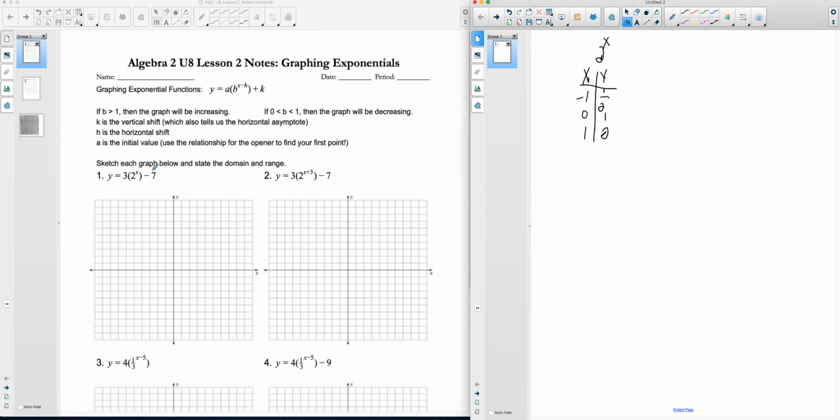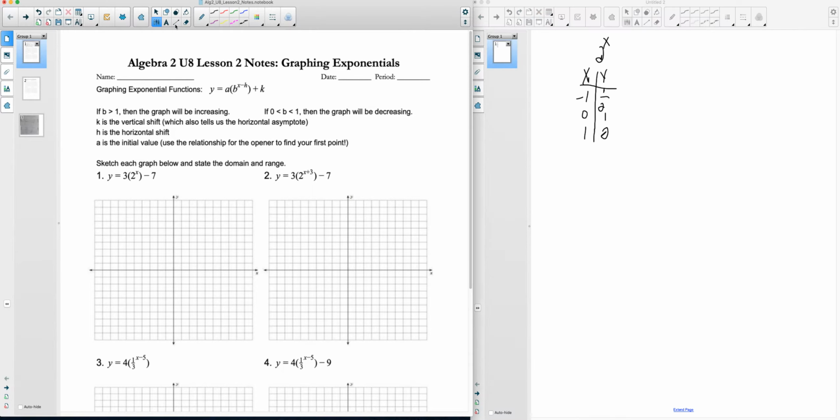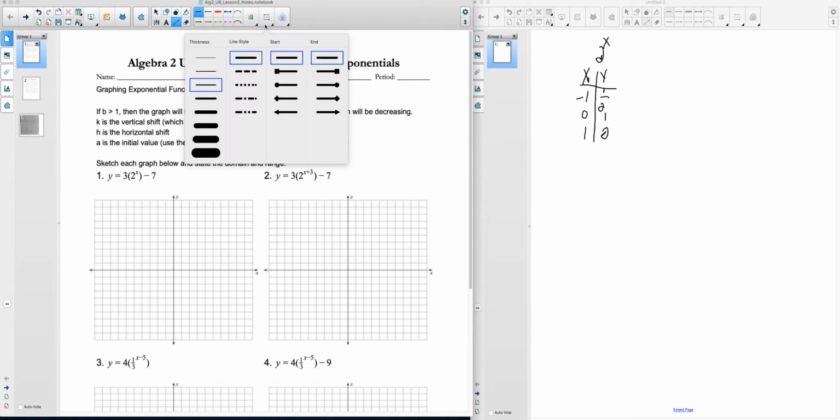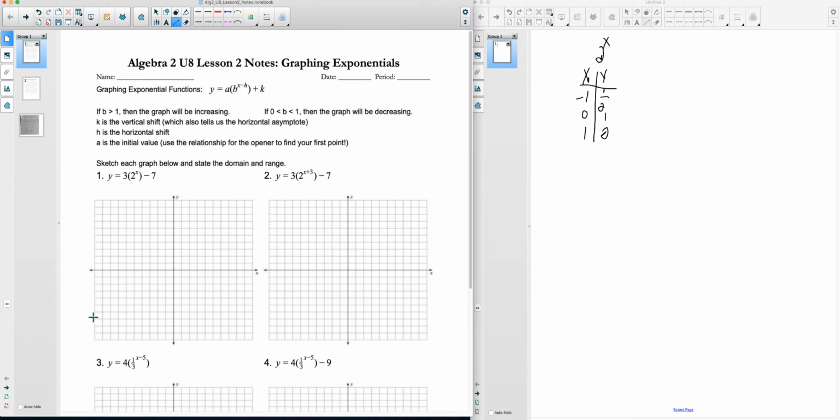The first thing I want to do is find my vertical shift. So we see that -7. What I know is that we're going to have a horizontal asymptote at -7. So if I go down 1, 2, 3, 4, 5, 6, 7.